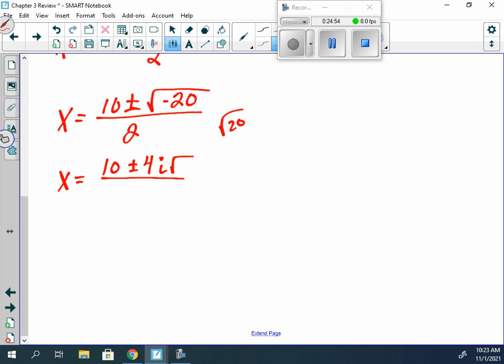It would be 2 square root of 5 over 2. Because the square root of 20 is the square root of 4 times 5. The square root of 4 is 2. And we can't take the square root of 5, so it stays inside.